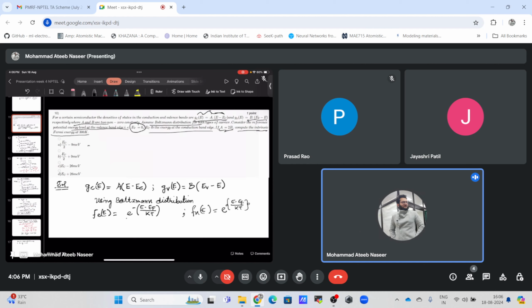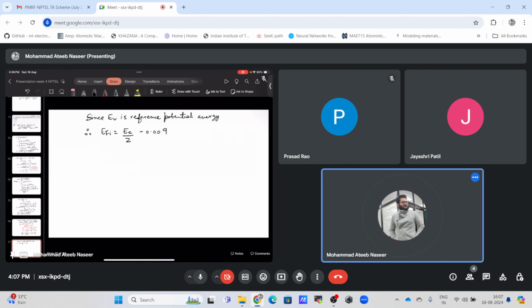Yes, it is 9 milli electron volts. That's what we got. EFI is simply EC by 2 minus 9 milli electron volts. So we have found out for this material the value of the intrinsic Fermi level.